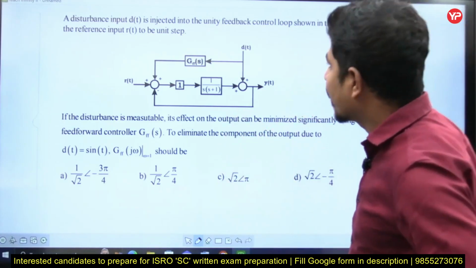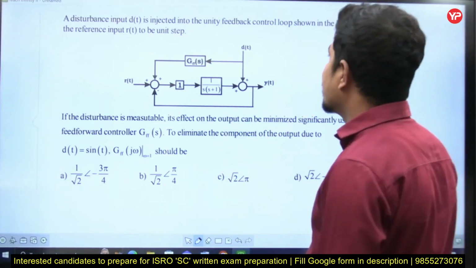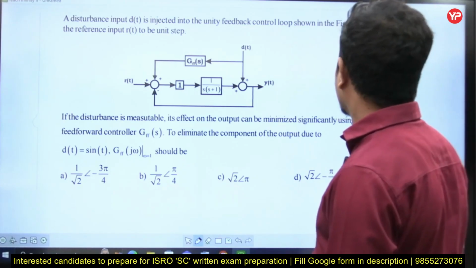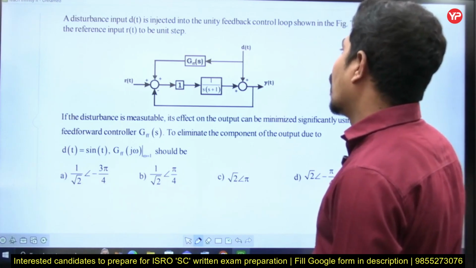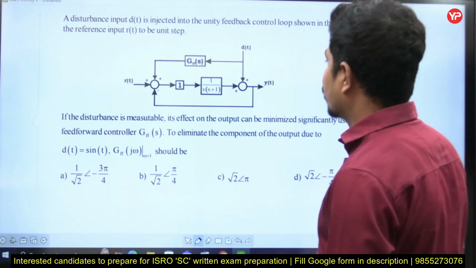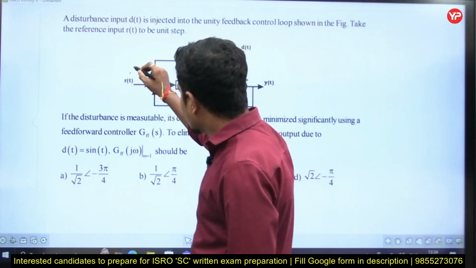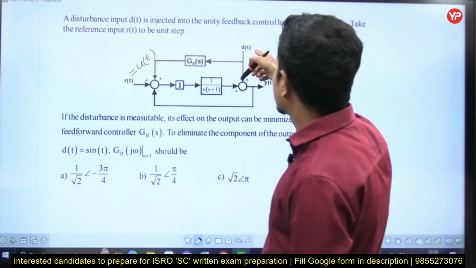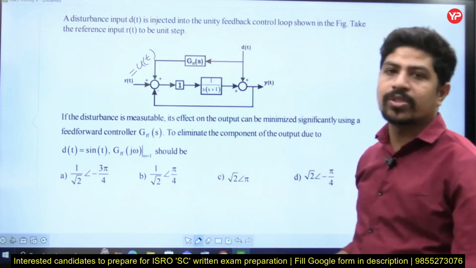He's saying that a disturbance input d of t is injected into the unity feedback control loop shown in the figure. Take the reference input r of t to be a unit step. He is saying that this is the reference input, this value as u of t, and this is the disturbance input. This system is having two inputs.